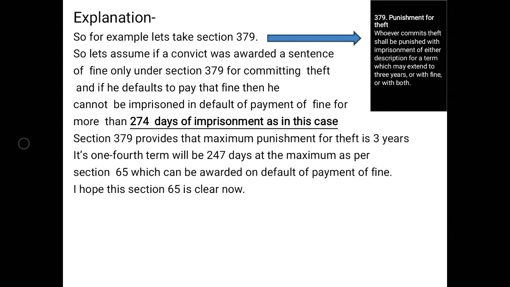Explanation. So for example, let's take section 379. Section 379 is punishment for theft. Whoever commits theft shall be punished with imprisonment of either description of a term which may extend to 3 years, or with fine, or both. So let's assume if a convict was awarded a sentence of fine only under section 379 for committing theft, and if he defaults to pay the fine, then he cannot be imprisoned in default of payment of fine for more than 274 days of imprisonment, as in this case section 379 provides that maximum punishment for theft is 3 years. Its 1/4 term will be 274 days at the maximum as per the section 65, which can be awarded on default of payment of fine. I hope this section 65 is clear now.